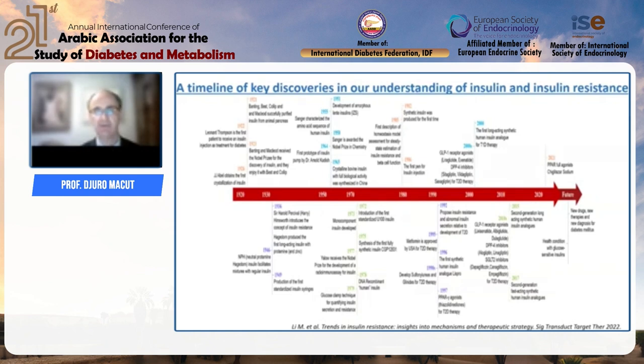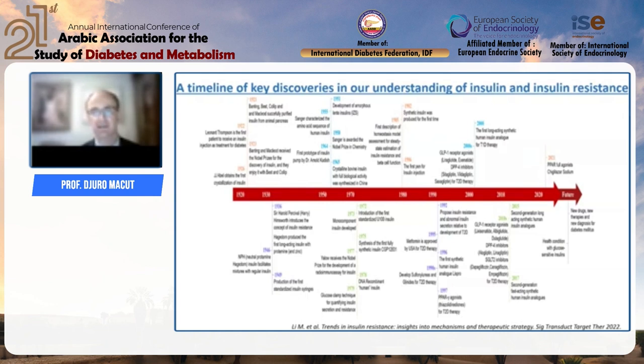If we look at the timeline of key discoveries in our understanding of insulin resistance, above the red line we have the discoveries, and below the red line the therapeutic approaches, and they follow each other. The discoveries began in the early 20th century, in 1922, when the first patients received insulin injections for the treatment of diabetes, and it moved rapidly and constantly into the current period.